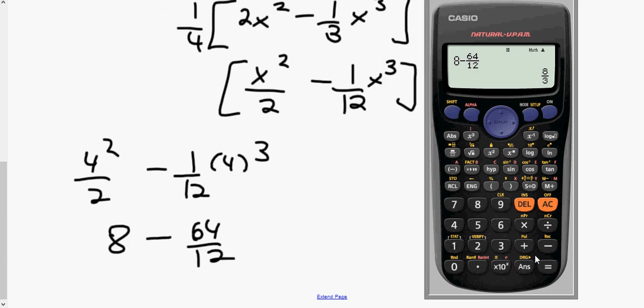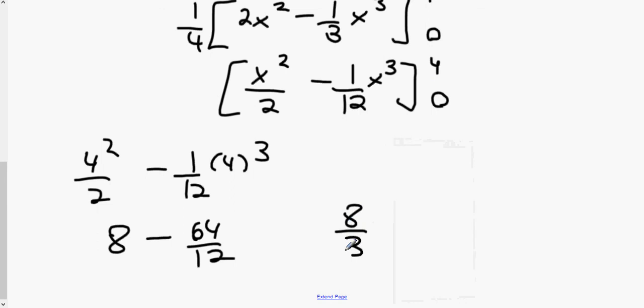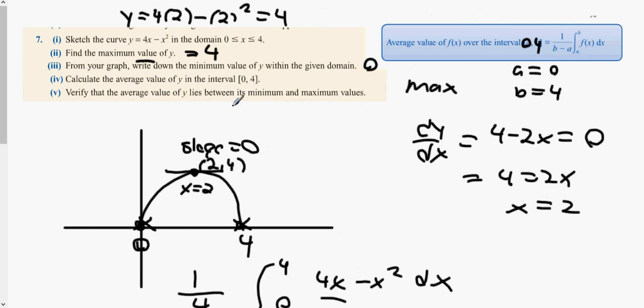What we get there is 8 over 3. And the average value is 8 over 3, which is in between 0 and 4. Hence, the average value is in between the minimum and the maximum values. That's also verified as well.